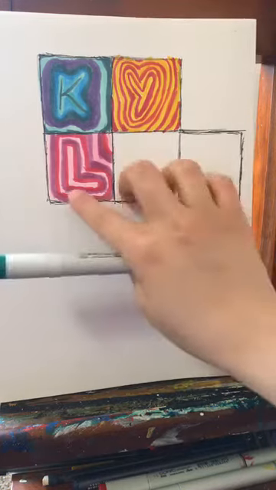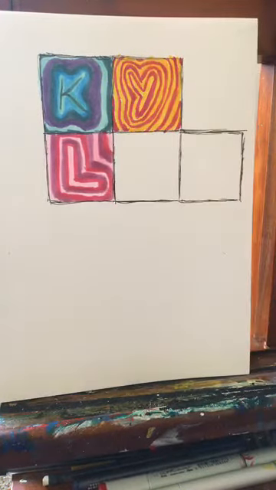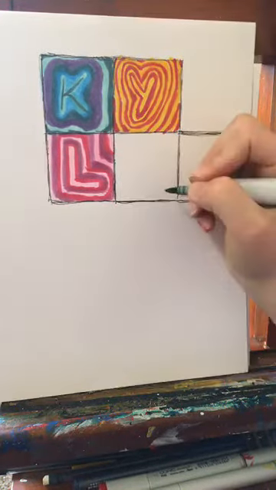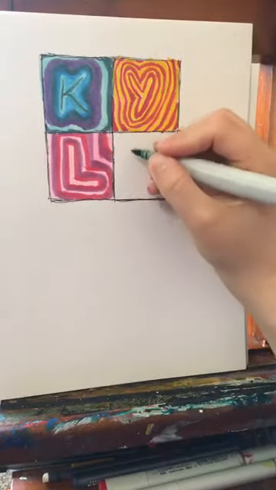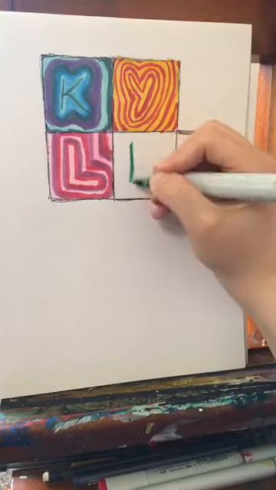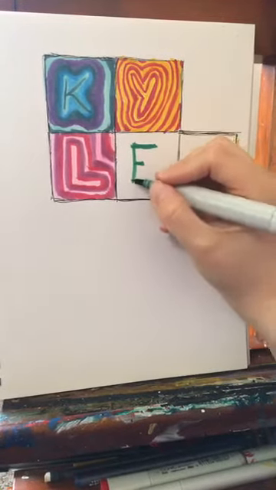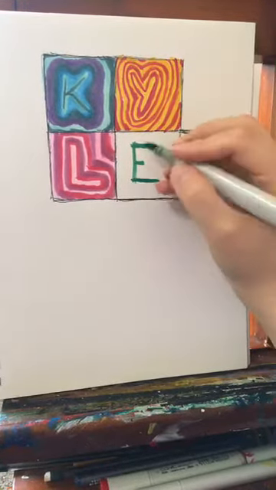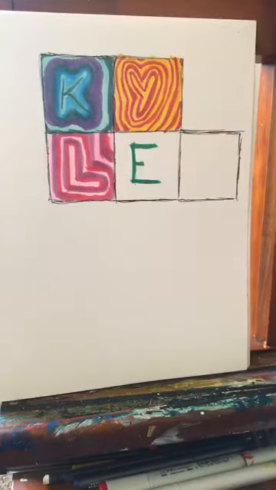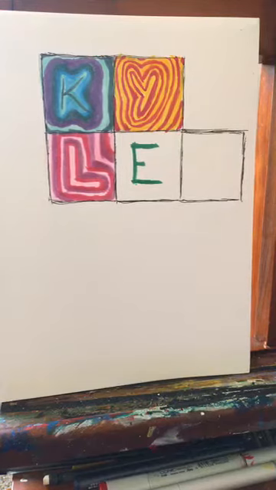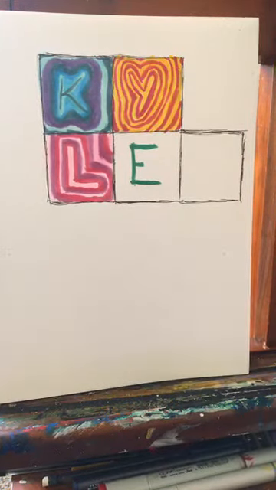I have this habit, I really like to go from light to dark, but I'm going to try to go from dark to light on the E, just because I want to see how it goes. I like to use about two or three different colors with these, but, oh, actually, you know what, I should just do green, yellow, blue, and red on this one.